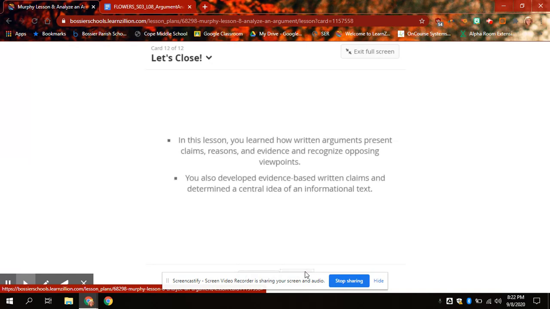When you are finished with the lesson, you will have learned how written arguments present claims, reasons, and evidence and recognize opposing viewpoints. And you also developed evidence based written claims and determined a central idea of an informational text.